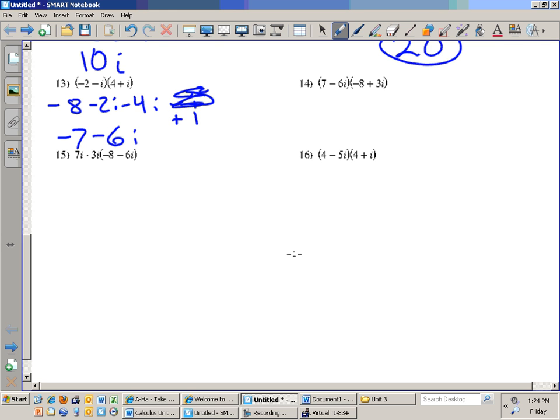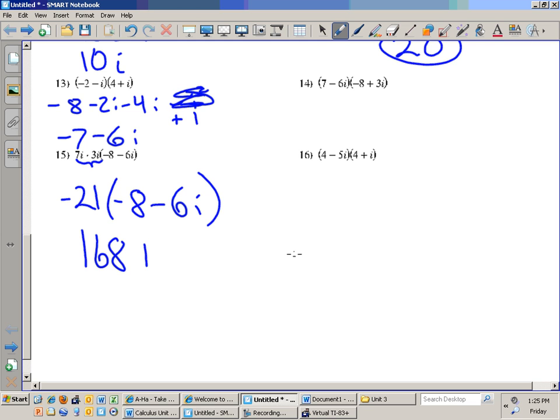They kind of threw an odd one into this problem with number 15, but we just multiply the two together out front first before we distribute them. And what is 21I squared? Negative 21 times negative 8 minus 6I. Negative 21 times negative 8 would be 168. And negative 21 times a negative 6 would be a positive 126I.